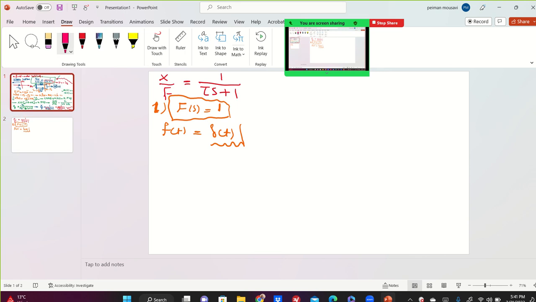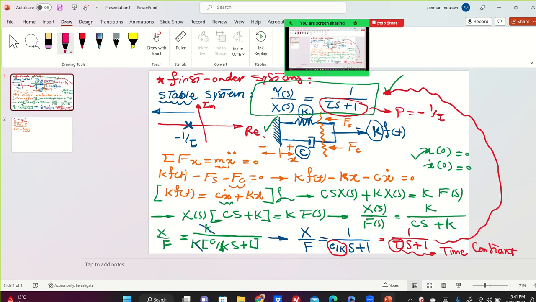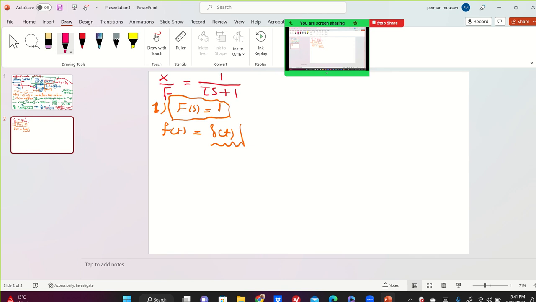For the first order system, I'm only going to teach you this system, not the RC and the fluid tank, because you have to learn those in ME430. I'm just giving you this as an example, okay? So having this, X(s)/F(s) is 1 over tau s plus 1.